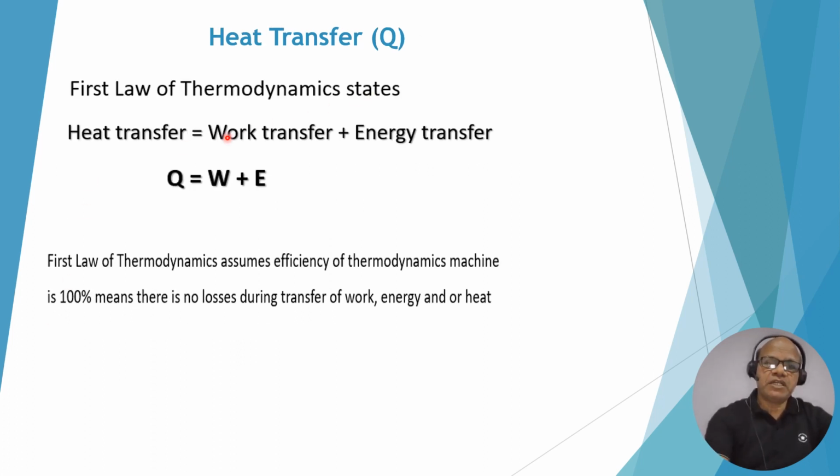As per the first law of thermodynamics, heat transfer is equal to work transfer plus energy transfer, so Q = W + E. But the most important assumption is that as per the first law of thermodynamics, the efficiency of the thermodynamic machine is 100%. That means there are no losses during the transfer of work, energy, or heat. So the process is ideal. With that assumption, the first law of thermodynamics uses Q = W + E. Using this equation, you can calculate the heat transfer.